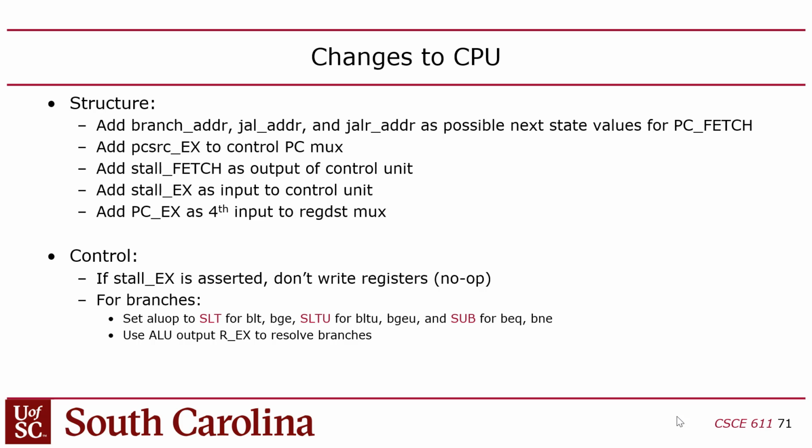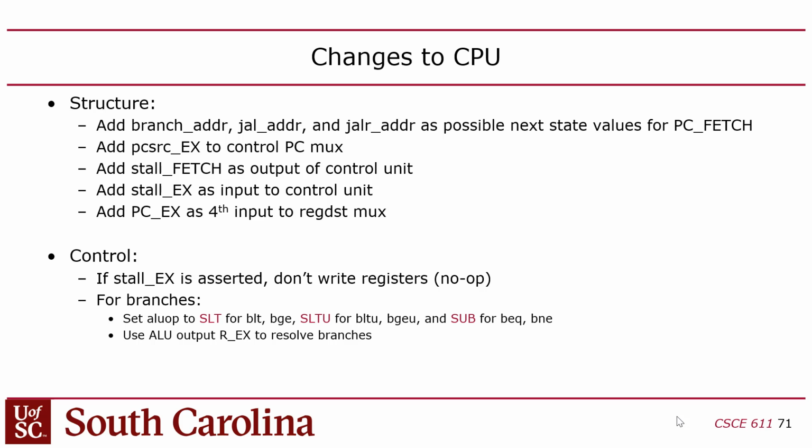So you need to add the branch address, JAL address, and JALR address. I gave you the code for calculating those, but then you have to add those as possible next state values for PC fetch, meaning that you have to add a mux to your fetch stage, and you have to add that PC source as the control for it. Add PC source EX to the control unit, add stall fetch as an output of the control unit, and stall EX as an input to the control unit. And you have to add PCEX as a fourth option for the reg dest mux, which I showed in the diagrams.